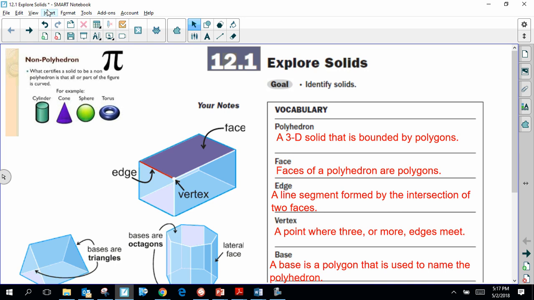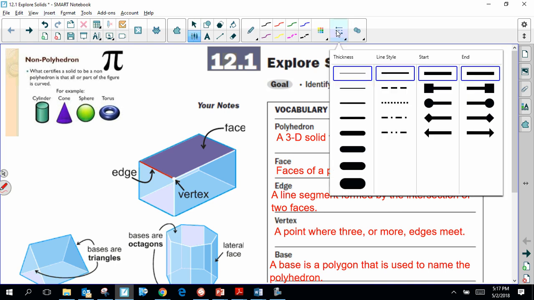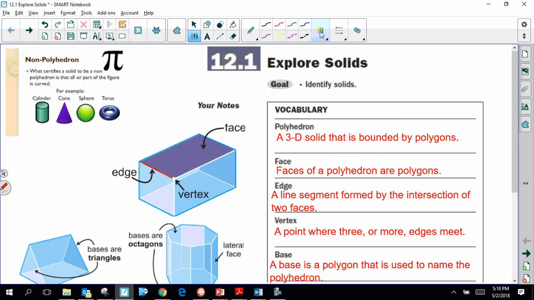The parts of the polyhedron are going to be referred to by different names. So here in the picture on the left with the prism, you can see that it's a polyhedron because it's made up of nothing but polygons, and each polygon is referred to as a face. Where the faces intersect each other, they make an edge. That line segment is referred to as an edge, and where three or more of those line segments meet, that's referred to as the vertex.